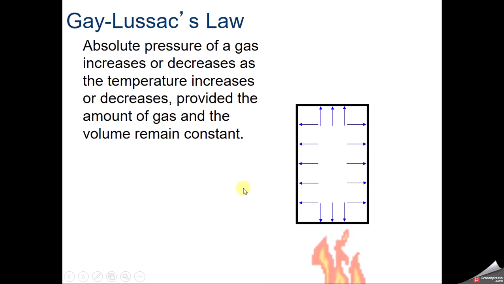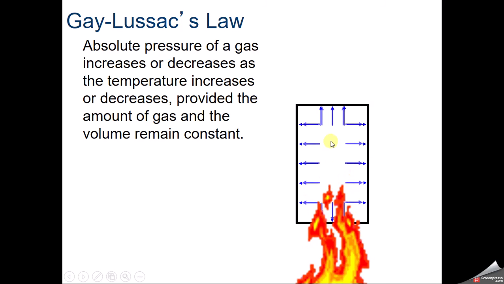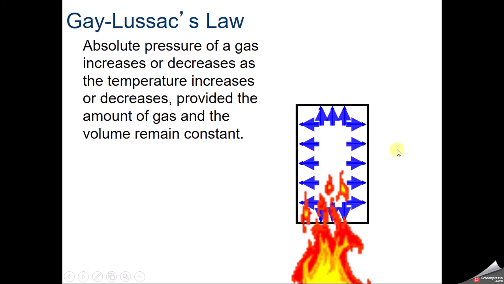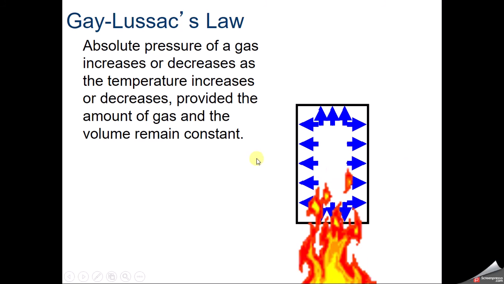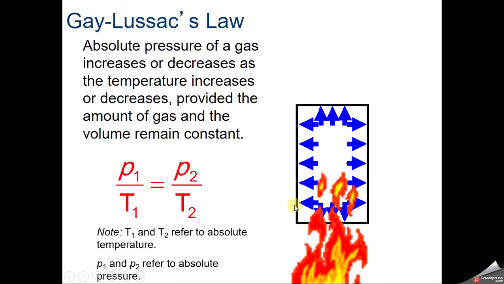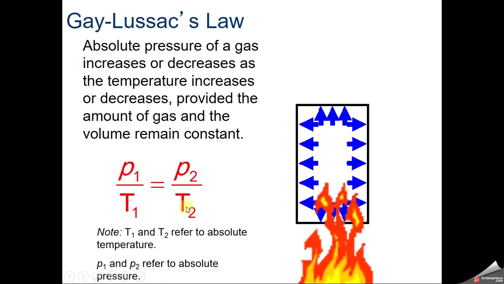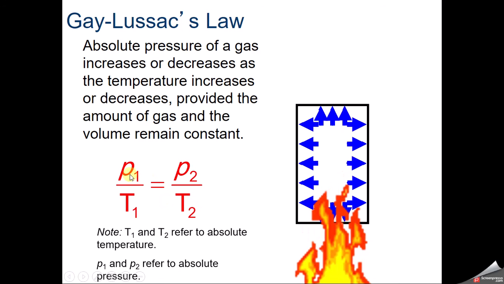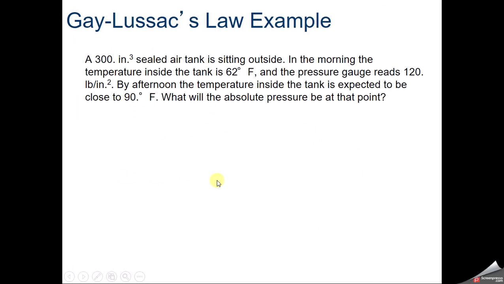Last one: as the temperature increases, the pressure on the outside of that body containing the gas is also going to increase, but the volume is going to stay the same. Make sure you use absolute temperature and absolute pressure when you're plugging in. So we have 300 cubic inches of volume that's going to stay the same. We have a temperature of 62, gauge pressure of 120. Temperature rises to 90 degrees, so we have to calculate that absolute pressure.